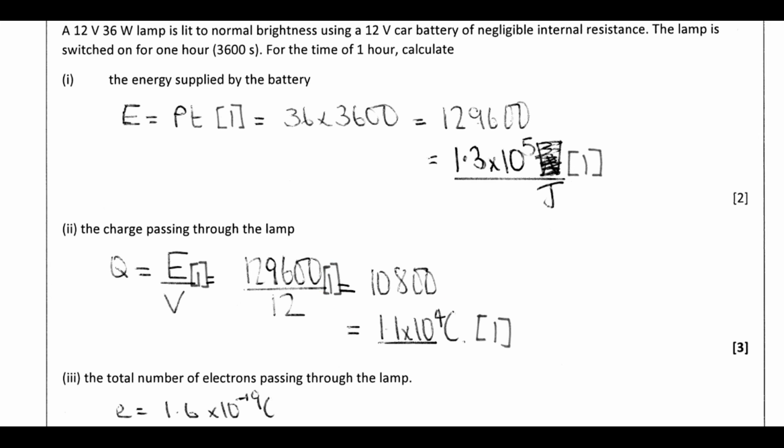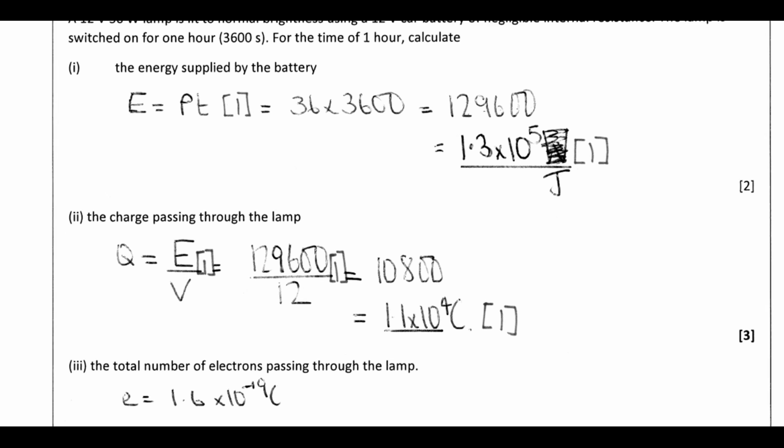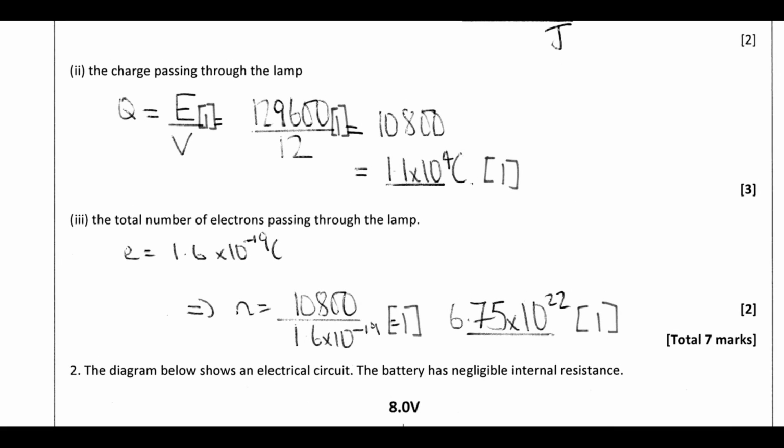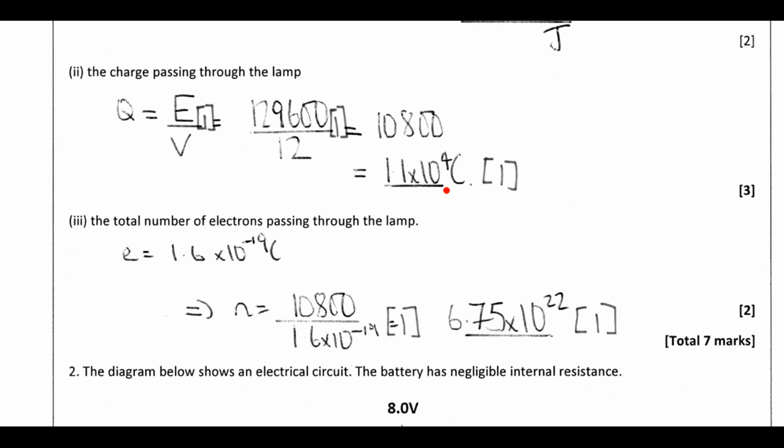You get this value here, which to two significant figures, because 12 is two significant figures, is 1.1 times 10 to the 4. Then it wants us to calculate the number of electrons that pass through. We know how many coulombs have passed through, and we know that one electron is this many coulombs. So all we have to do is divide the total number of coulombs by the number of coulombs for each electron, and we end up with this value. Those of you who know how many electrons are in a coulomb could also do it that way. That would make no difference, but this is the way I would approach it.